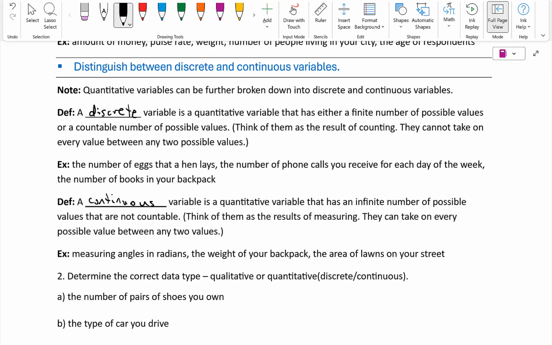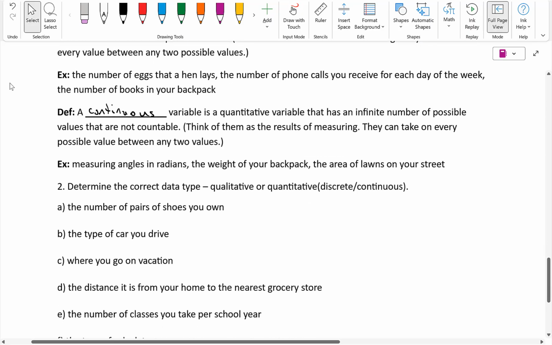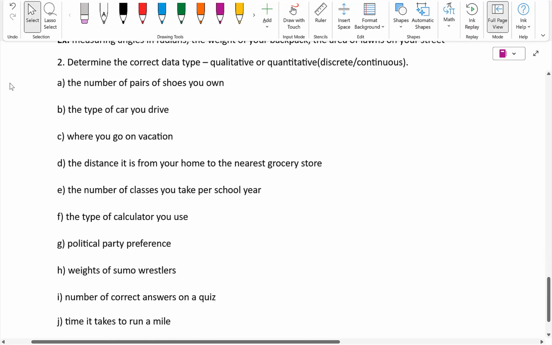So some examples include measuring angles in radians, the weight of your backpack, the area of lawns on your street, something we can measure, and then really you can think of as something we can always refine the measurement for. So we can't put it in order. We can't say this weight comes after the next one. It's not just 150 pounds and then 151 pounds. We can go to 151 and a half or 150 and a half, whatever that would be in the middle there, 150.52, right? We can always refine and go a little bit deeper, so we can't put the numbers in order. And let's try a few of these together to finish off this first section.